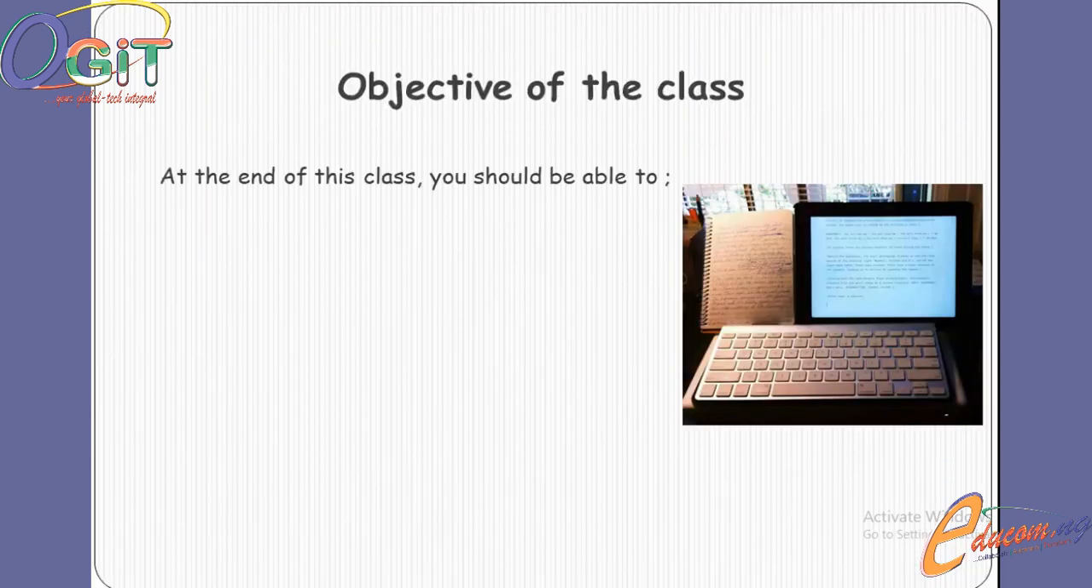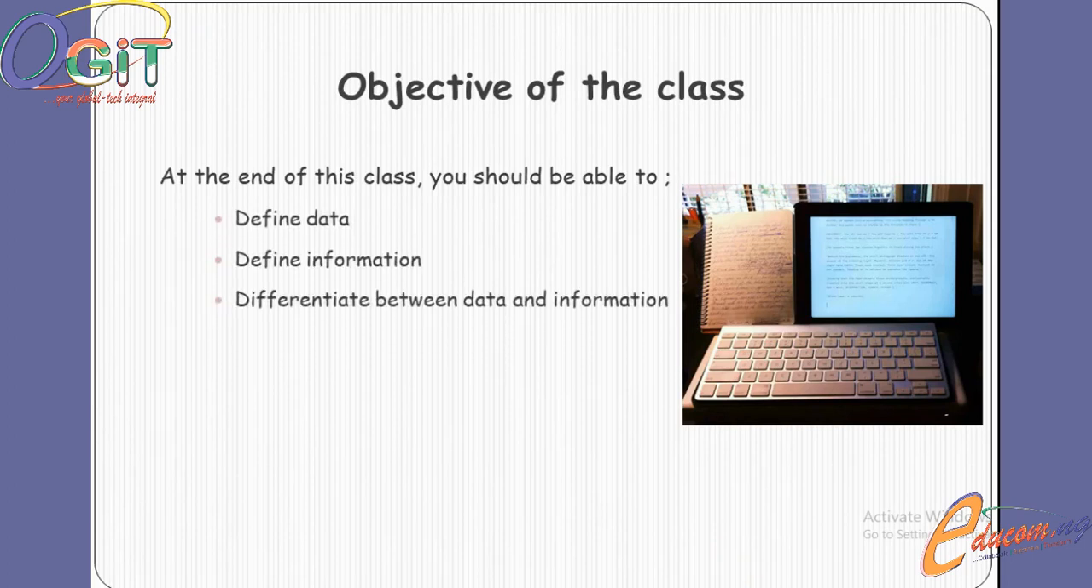The objective of class. At the end of this class, you should be able to define data, be able to define information, differentiate between data and information, and explain the data processing cycle.